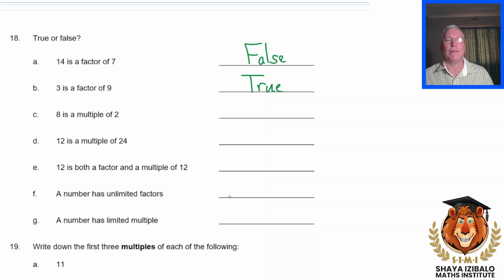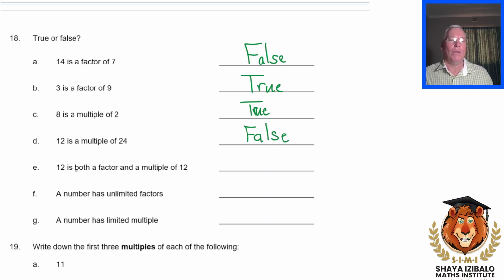Okay, we could just write F and T, but 8 is a multiple of 2. True. The multiples of 2 are 2, then 4, then 6, then 8. 12 is a multiple of 24. False. 12 is actually a factor of 24.